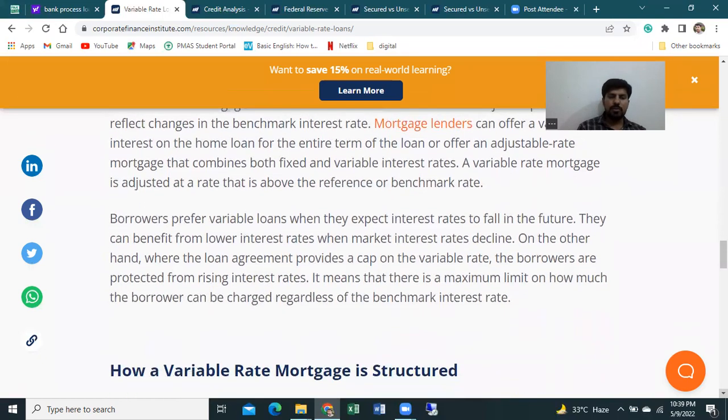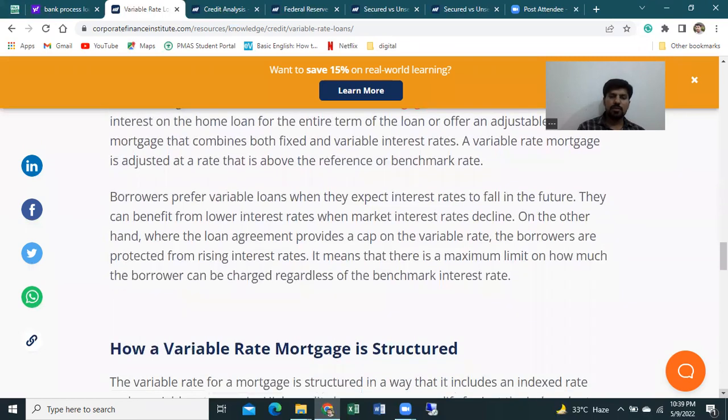However, borrowers prefer variable loans when they expect interest rates to fall in the future. They can benefit from the lower interest rate. Lenders provide a cap for variable rate borrowers worried about rising interest rates. It means that there is a maximum limit on how much interest can be charged regardless of the benchmark interest rate.